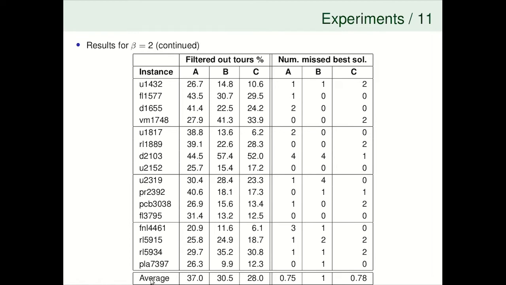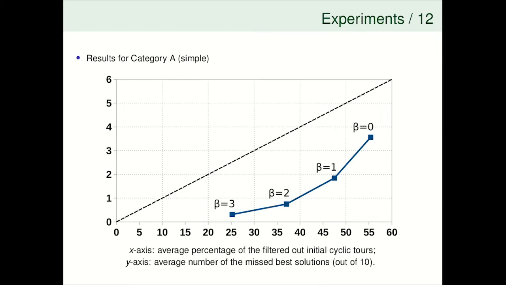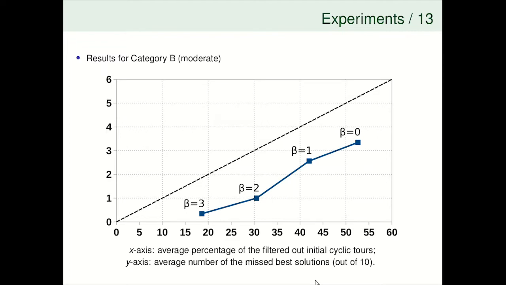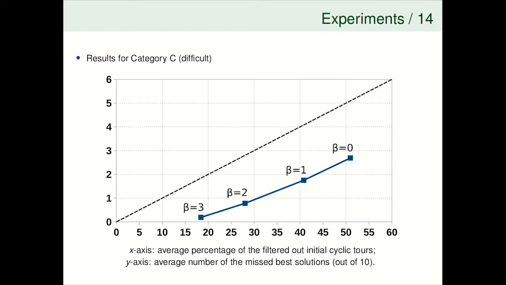This table continues in the next slide. And as you can see in the last row of this table, around 1/3 of the tours are filtered out, but the average number of the missed best solutions over all instances is less than one tour, which means less than 10%. The next three slides show results for three categories. This is for category A, this is for category B, and this one is for category C.